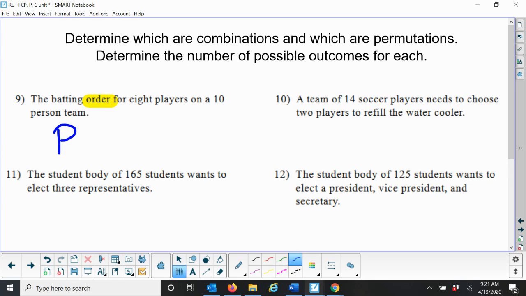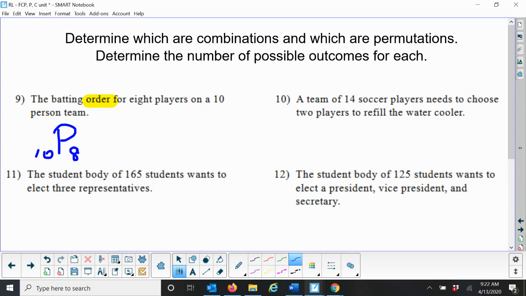So when determining how many possible outcomes we have, there are 10 students on that team, and we are trying to make our batting order include 8 of them. So we have 10P8. And in my next video, I will show a review of how to type that into Desmos. But for now, we're just going to look at the setups.